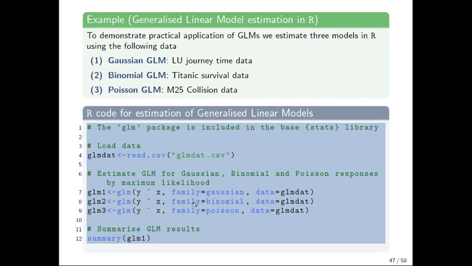We have a family argument which tells R which distribution the response follows. Gaussian for the normally distributed data, for the journey time data, binomial for the Titanic data, and Poisson for the M25 data. And then we have the summary command to summarize the GLM results. So the R code is as simple as that.